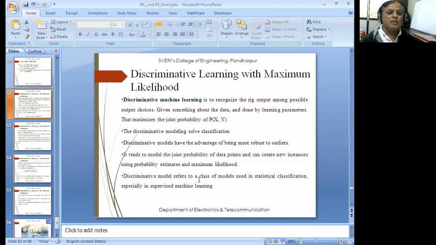The discriminative modeling solves classification. Again, it can be useful for classification. It has the advantage of being more robust to outliers.